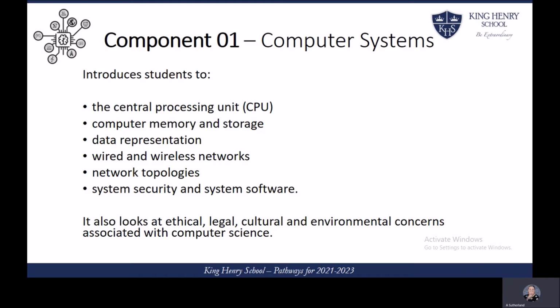Now, if we look at component 1, which will be your first exam, it's all about computer systems. So, for example, we will be looking at what is the CPU, what type of memory is in a computer or linked to a computer, and what type of storage we are using. We look at data representation, which you have covered quite a lot in Year 9 already, which was binary, denary, hexadecimal. Currently, we are looking a bit at wired and wireless networks and network topology, so that might ring a bell for you. And very soon, we're also going to look a bit at system security and system software.